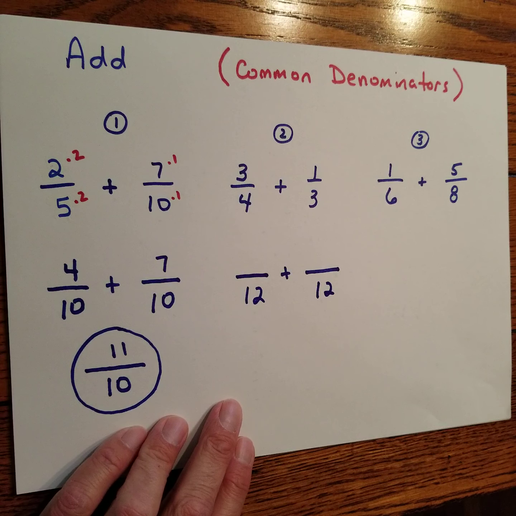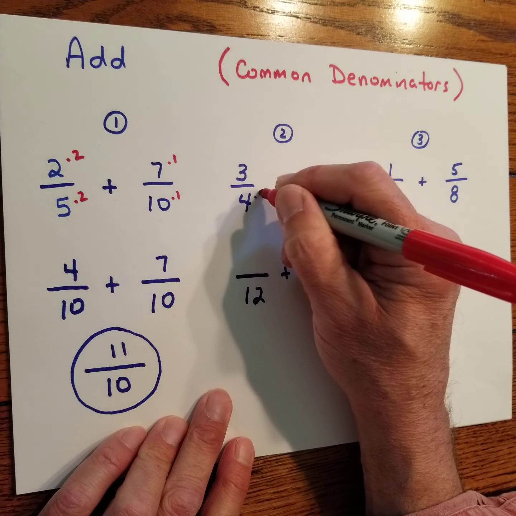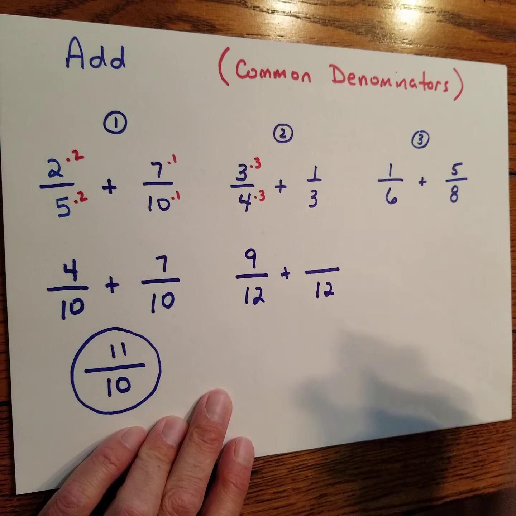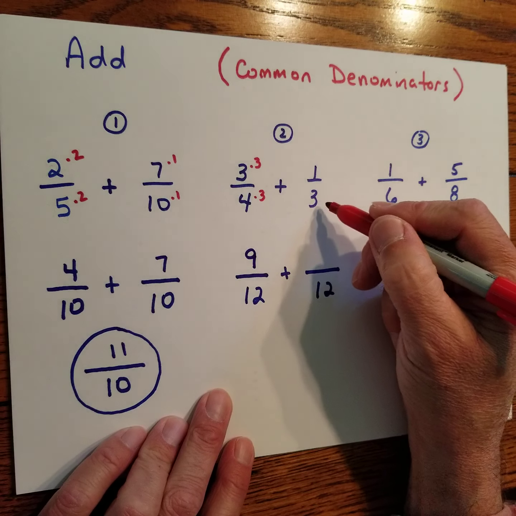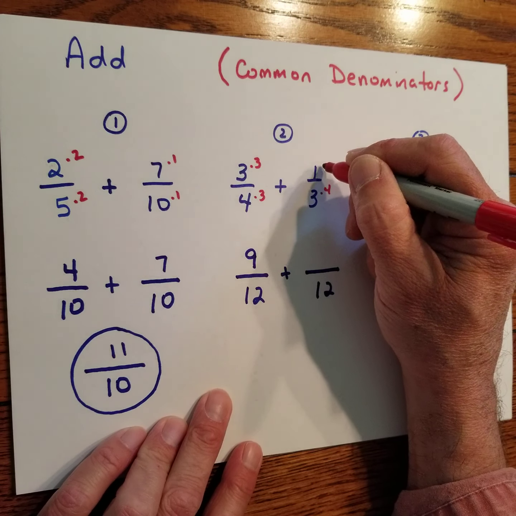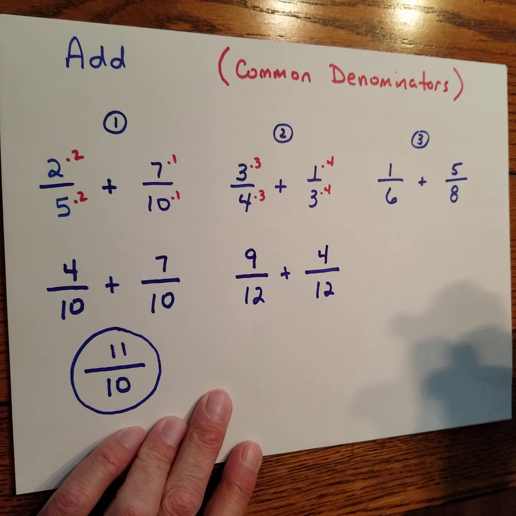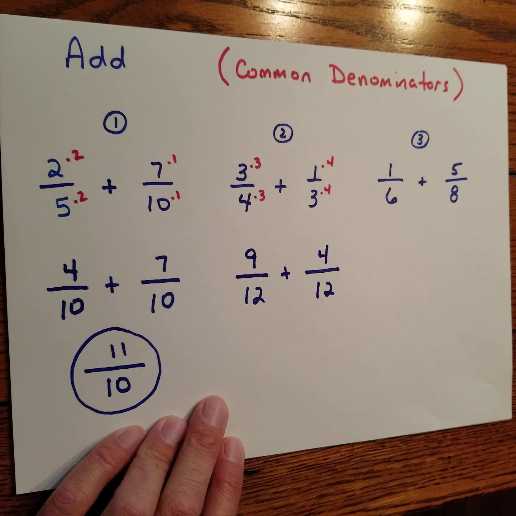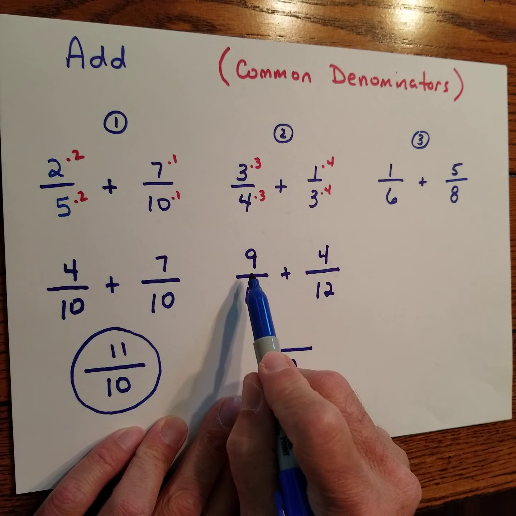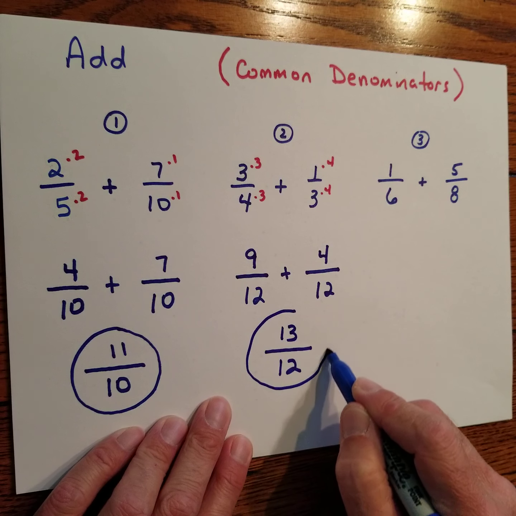Now to get the numerators, what do you multiply times 4 to get 12? Is 3. We'll multiply the top by 3. What do you multiply times 3 to get 12? Is 4. We'll multiply the top by 4. Now for your final answer, keep the common denominator, add up the numerators. 9 plus 4 is 13. 13 twelfths is a good final answer.